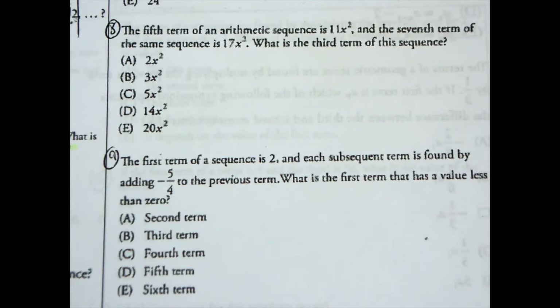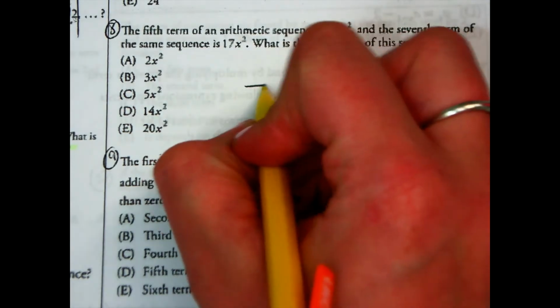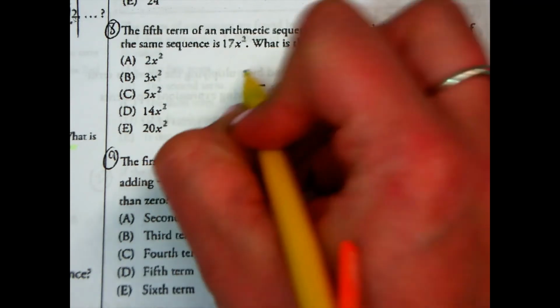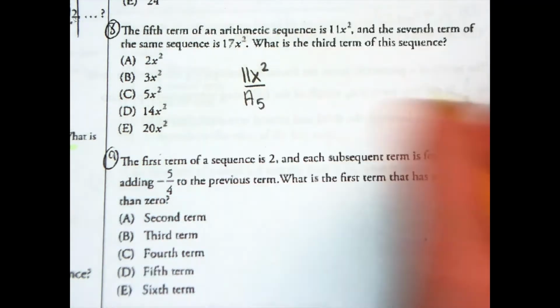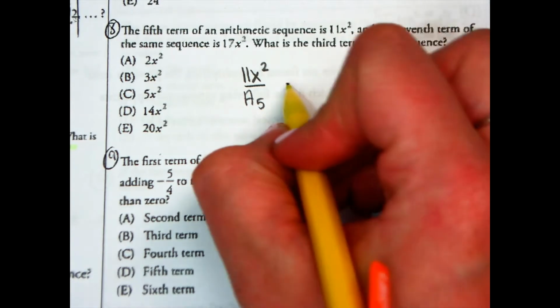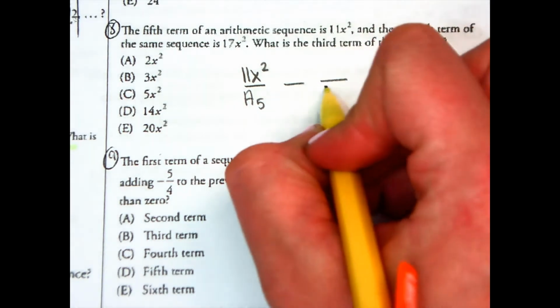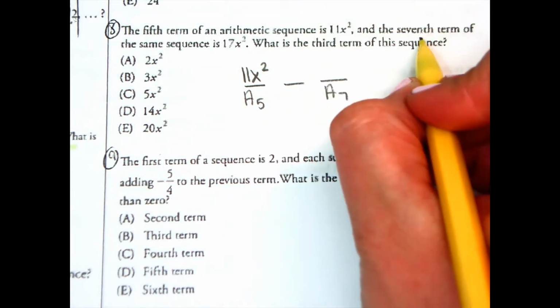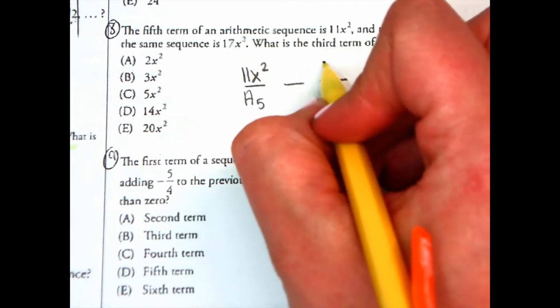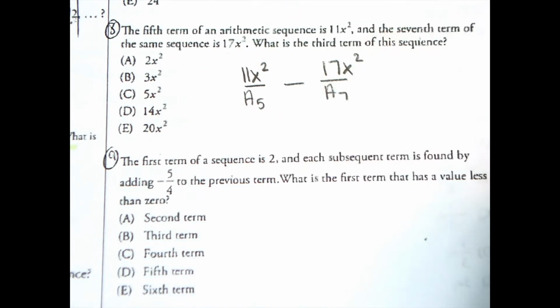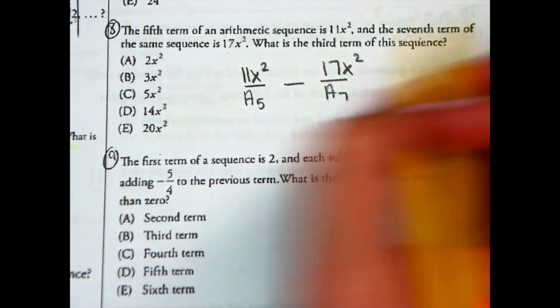Okay, here we go. The 5th term of the arithmetic sequence is 11x squared. So I'm going to start here. A sub 5 is 11x squared. The 7th term, so here's a sub 6, here's a sub 7, the 7th term in the same sequence is 17x squared. Okay? What is the 3rd term?